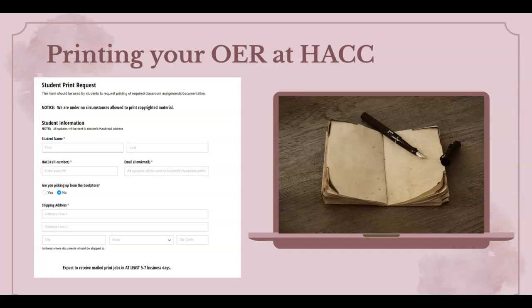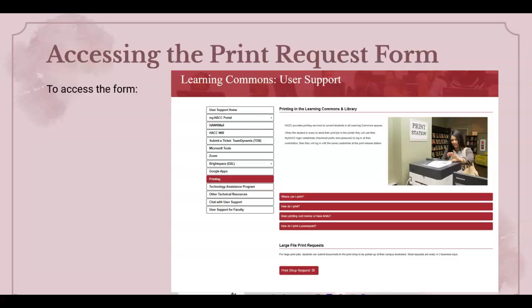If you need a printed copy of your OER, you can request one using the print form. Your instructor may provide the link to the print request form in their course. If not, students can access the form from the HACC Learning Commons webpage. Select User Support, then Printing, then Large File Print Request.